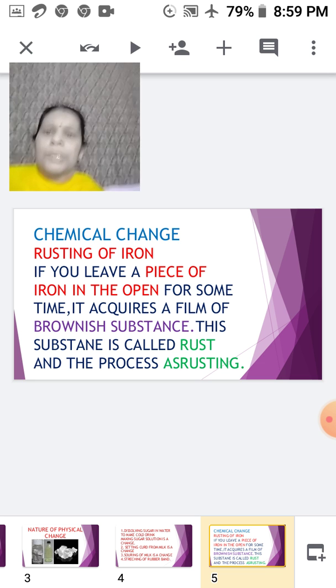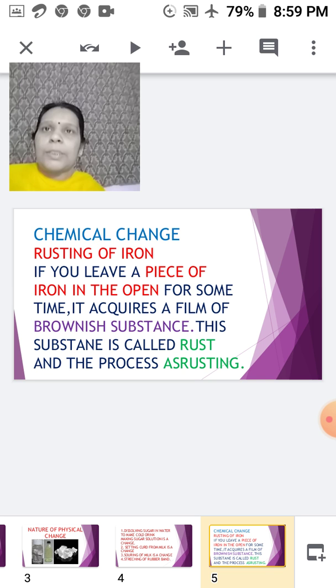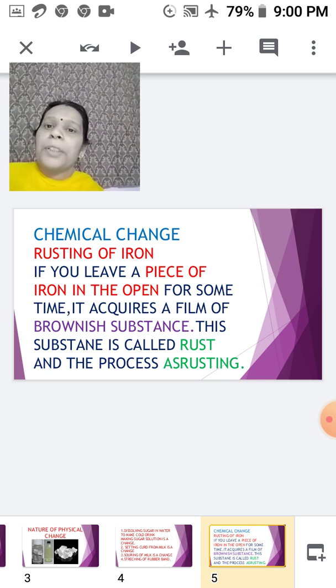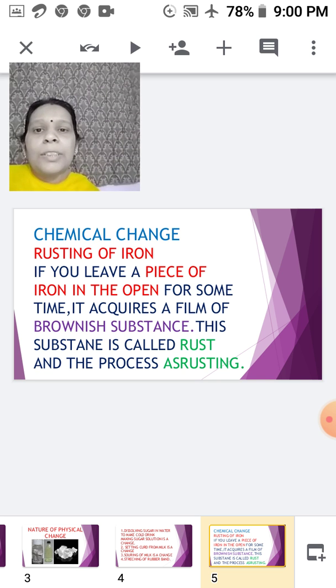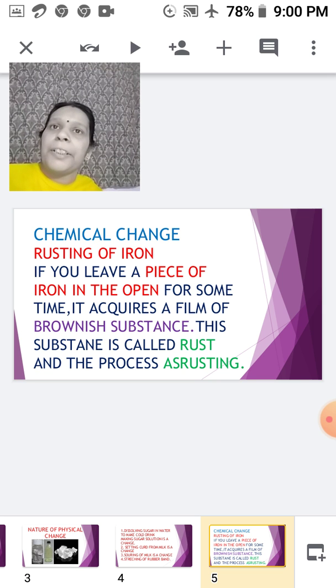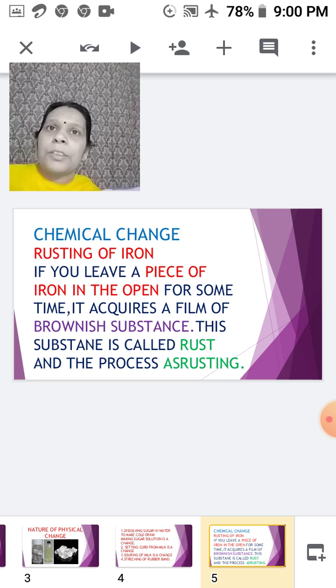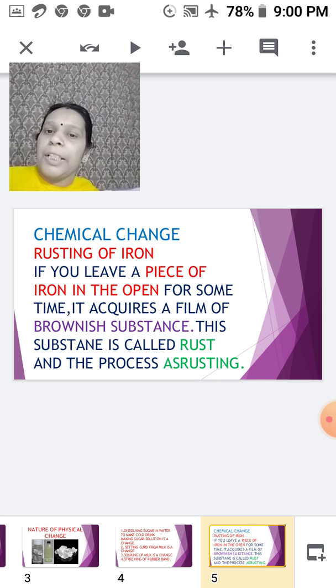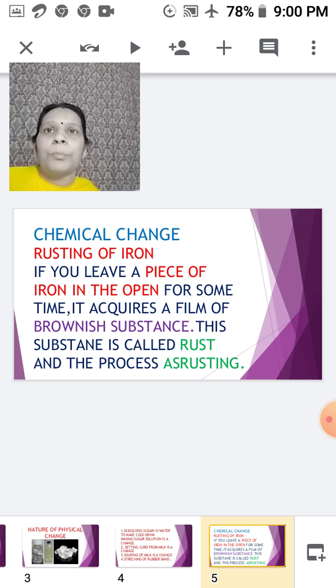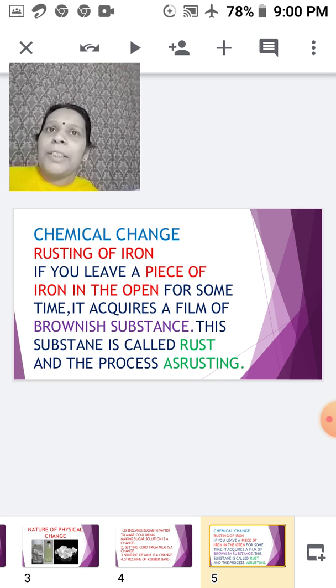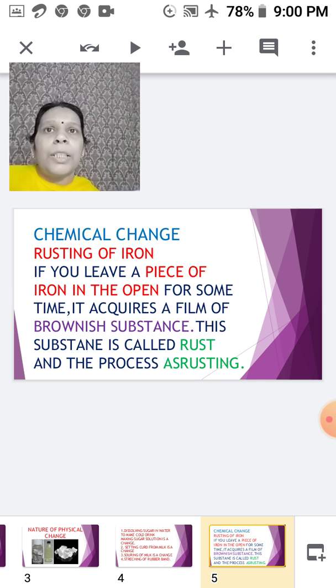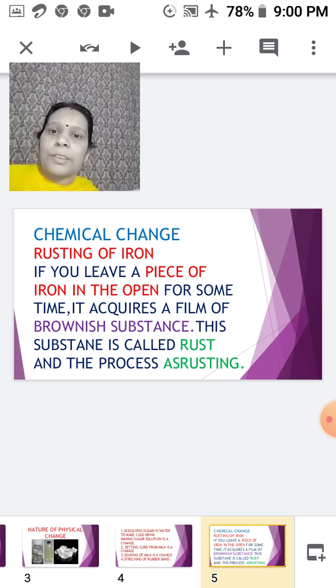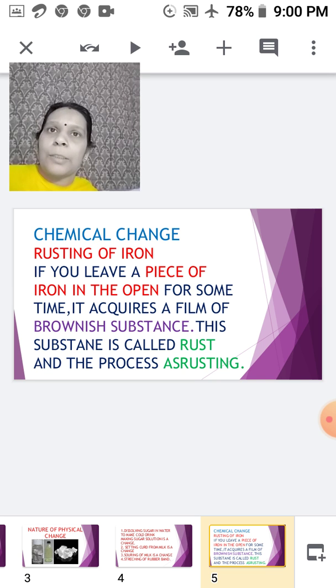Some of these substances kept in the open, due to continuous exposure of the air to these substances which are made up of iron, get a flaky reddish brown layer developed on them. This flaky reddish brown layer is called rust, and the process is said to be rusting.